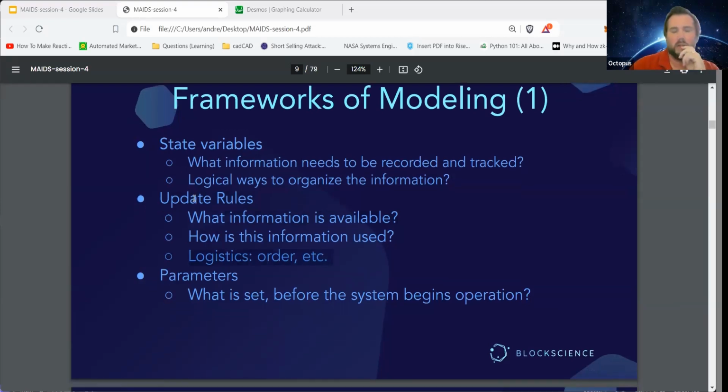So this connects back to the GDS framework that we've also discussed, that the state variables being tracked and the update rules, what information is available and how is this information used, connects us to inputs and admissible inputs. And state update rules are a part of, I see.